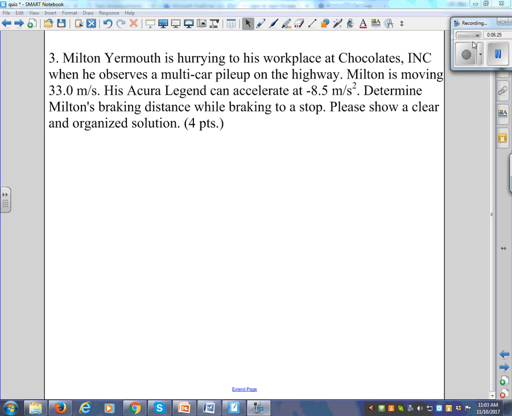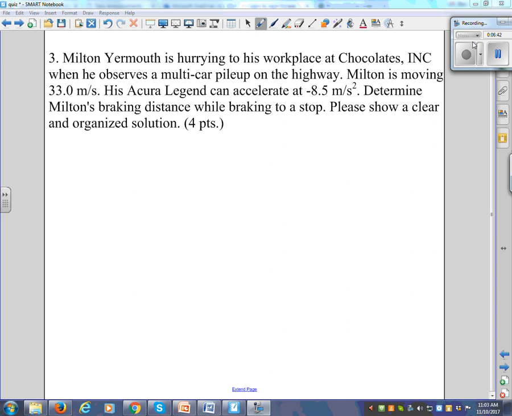Where'd he go? Hurrying to his workplace at Chocolates Inc., wherein he observes a multi-car pileup on the highway. Milton is moving at 33 meters per second. His car can accelerate at minus 8.5. That's how fast you can stop. Determine Milton's braking distance while braking to a stop. Please show a clear and organized solution.